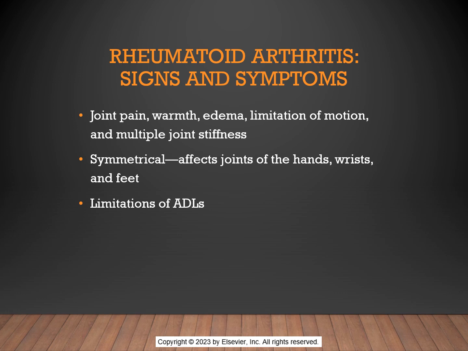The signs and symptoms of RA are joint pain, warmth, edema, limitation of motion, and stiffness in multiple joints in the morning, lasting more than 1 hour. The joints of the hands, wrists, and feet are most commonly affected by RA, and involvement is usually bilateral. Systemic symptoms of low-grade fever, anorexia with weight loss, malaise, and an iron deficiency anemia that is resistant to iron therapy could also be present. Joint deformity and consequent dysfunction can occur. RA pain or immobility of joints can interfere with self-care activities necessary to lead an independent lifestyle.